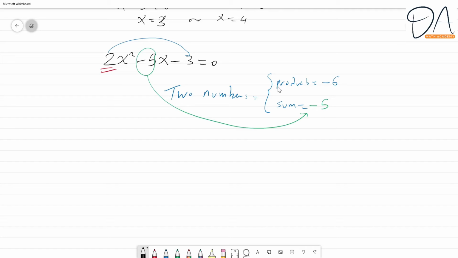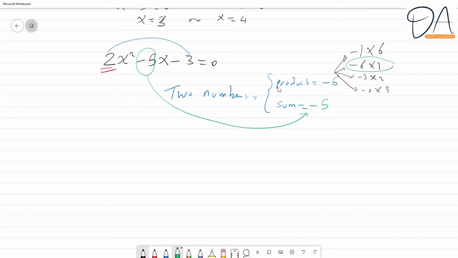Since the product is negative, it means we are looking for two numbers that have different signs. So we don't need to consider numbers that have the same sign. We look at minus 6. How do we get minus 6? You can have minus 1 times 6. You can have also minus 3 times 2 or minus 2 times 3. However, we are looking for two numbers that add up to minus 5. So the ones that will give us minus 5 are minus 6 and 1.